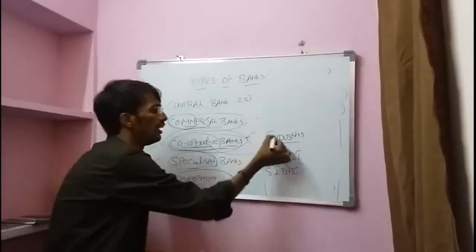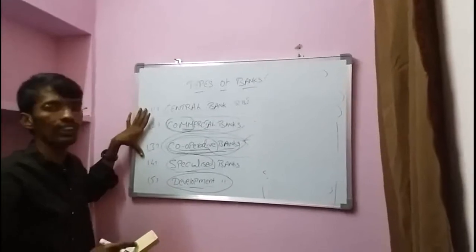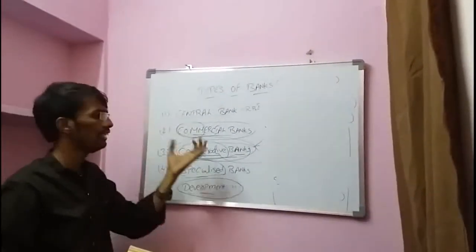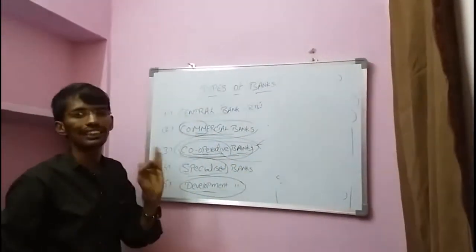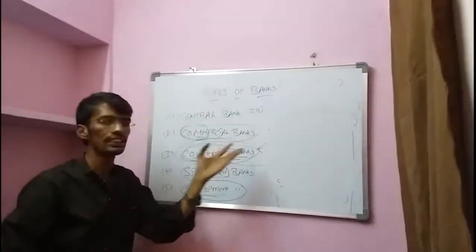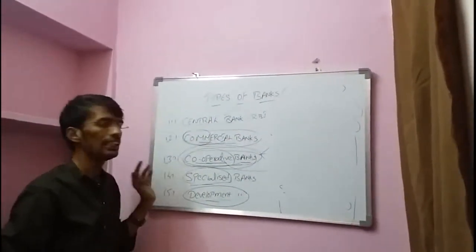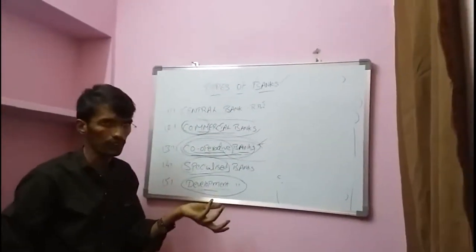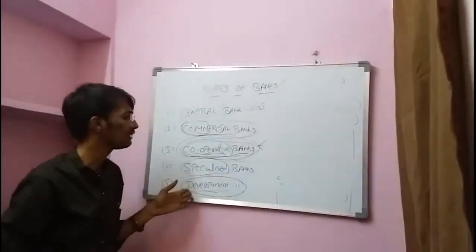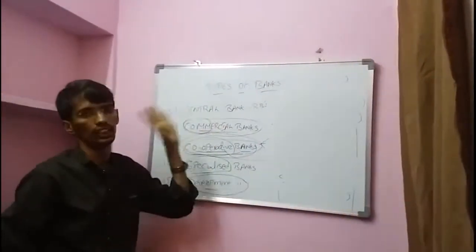Here are the five different types of banks. Central bank, that is RBI. Commercial banks, in which we discussed public sector, private sector and foreign banks. Third is cooperative banks, in which we discussed primary level, central level and state level. Fourth is specialized banks, which have some special purpose, and later we saw the subsidiaries of RBI also. And the last is development banks, which are meant for the development of industries.